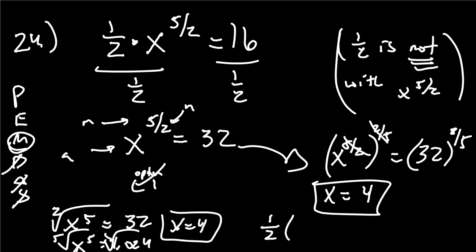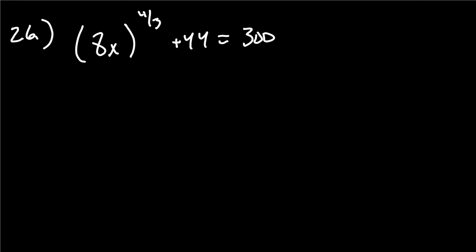So we say 1/2 times 32, 4 to the 5/2, that equals 16. It does. So for 24, x equals 4 is a good answer. And that's it for 24.